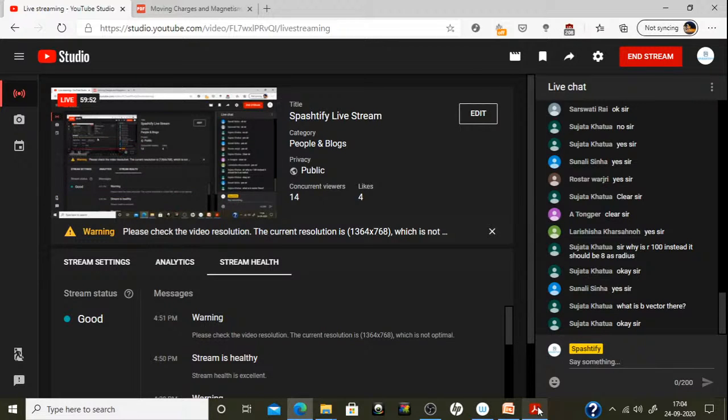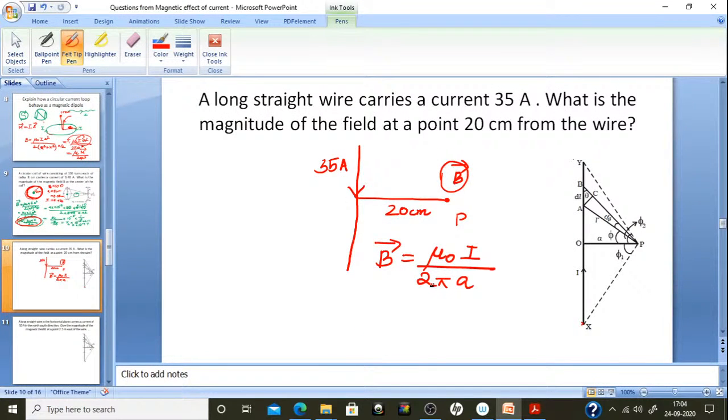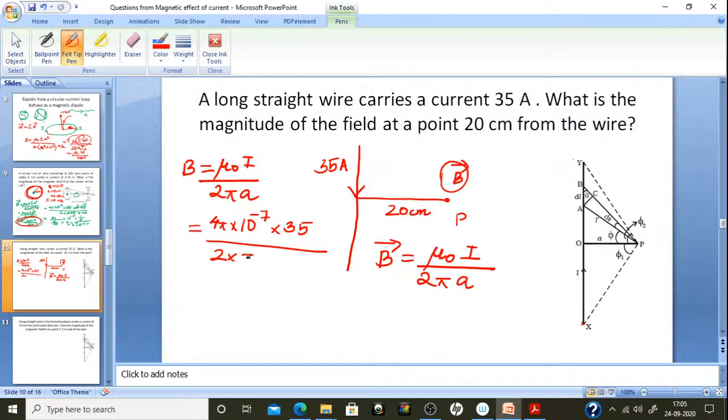Now you know the formula, put the values and you'll get your answer. So B is equal to mu naught I divided by 2 pi A. I is given as 35 ampere and A is the distance from the wire to the point, 20 centimeter. So mu naught is 4 pi into 10 to the power minus 7, I is 35, divided by 2 into pi into A. A is 20 centimeter, but we have to convert to meters, so this will be divided by 100. So 2 pi will cancel with 4 pi and you will get a 2 here.